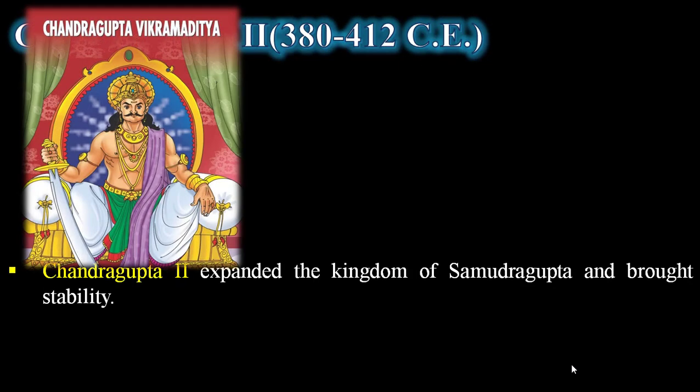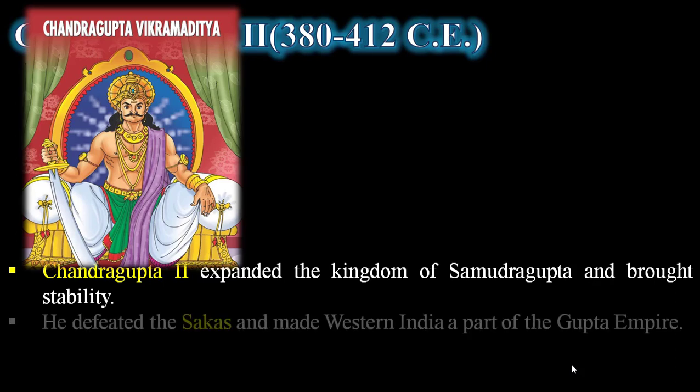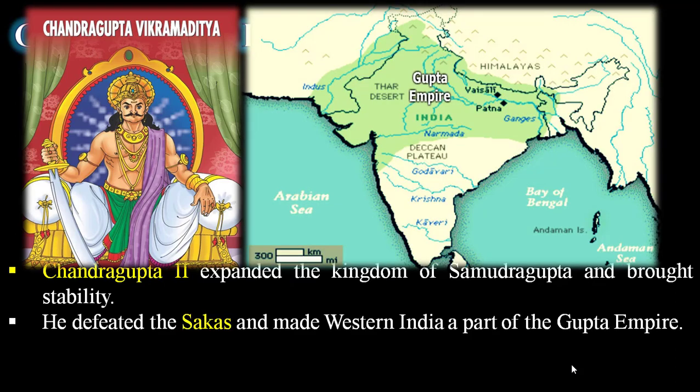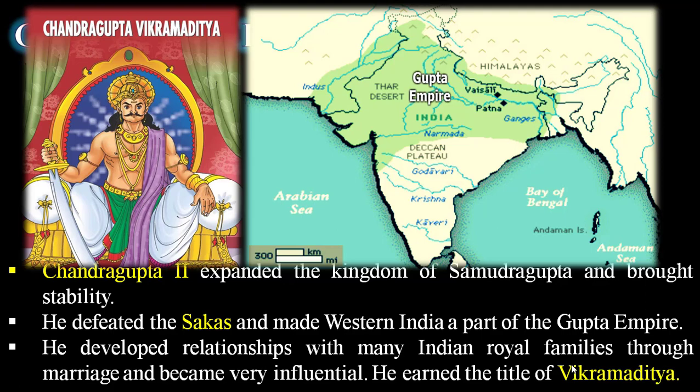Then one more very important ruler of the Guptas is called Chandragupta II. Chandragupta II extended the kingdom of Samudra Gupta and brought stability. He defeated the Sakas and made Western India a part of the Gupta Empire. He developed relationships with many Indian royal families through marriage and became very influential. He earned the title Vikramaditya.